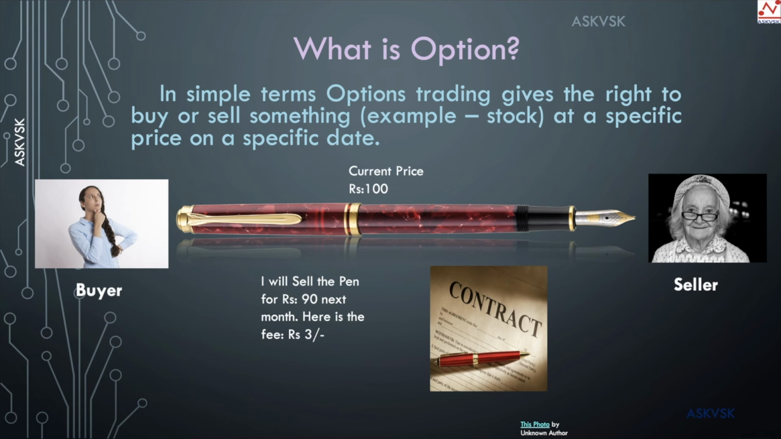The buyer who has the contract to sell this pen at rupees 90 will come into the picture and will sell this pen at the higher price, even though the product is available in the market at 65 rupees or 60 rupees next month. So this is what option trading is all about at a basic, high-level view.